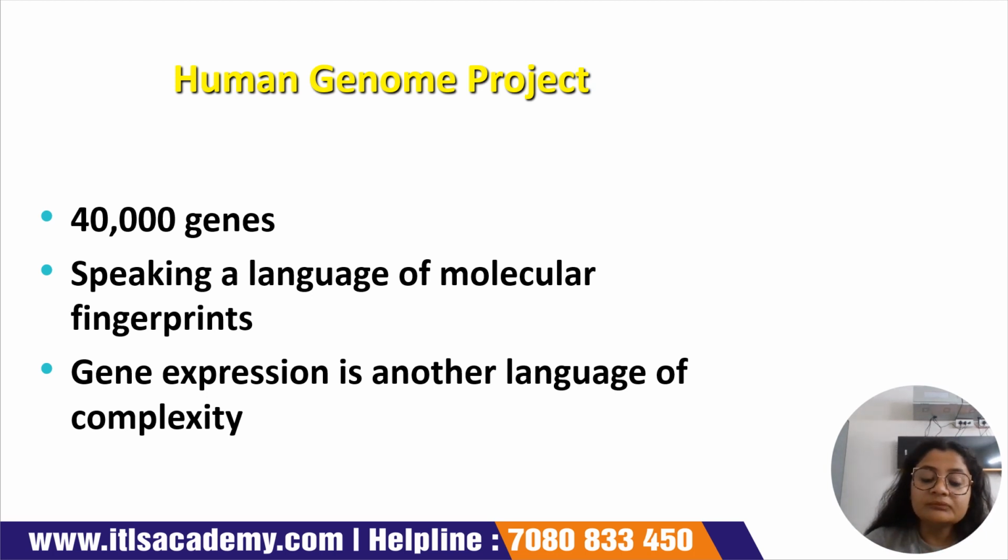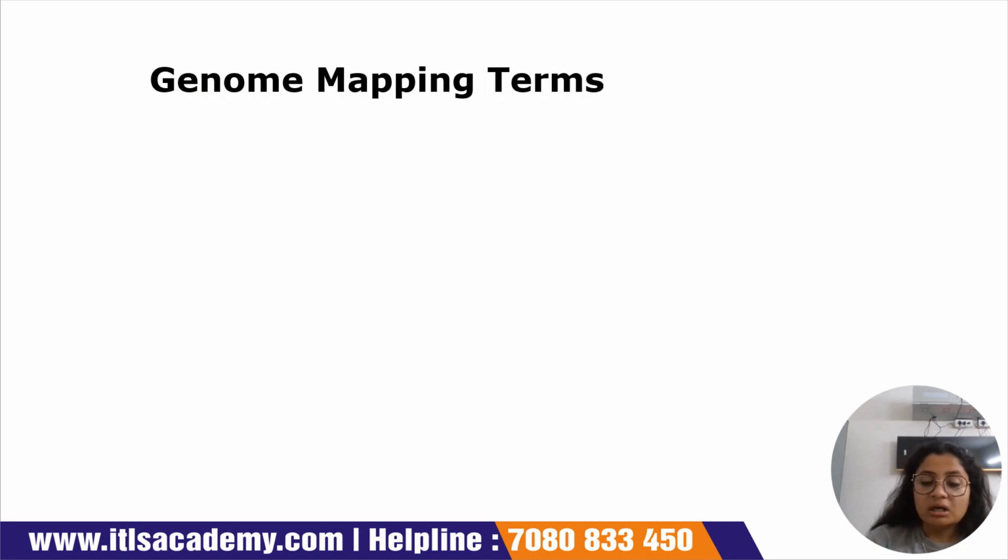Okay, and gene expression is another language of complexity. Gene expression is something different, and the Human Genome Project is something different. So the Human Genome Project was famous because it gave us a broad perspective about the different kinds of genes that can be present in the human body. Okay, so it started in the year 1990 and it ended in the year 2003. So last year we celebrated 20 years of the Human Genome Project.